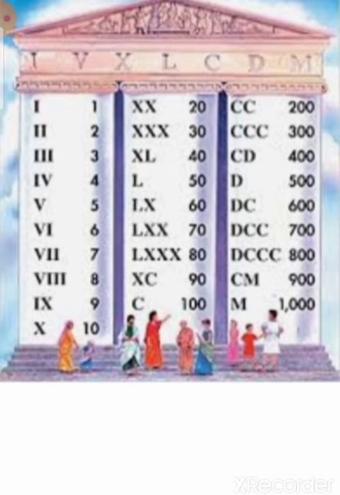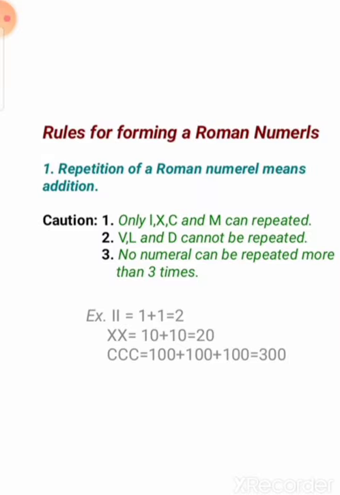Next, this is the list of the Roman numerals, and then we are coming to the rules for forming a Roman numeral. First rule is that repetition of a Roman numeral means addition. When the Roman symbols repeat, this indicates addition.